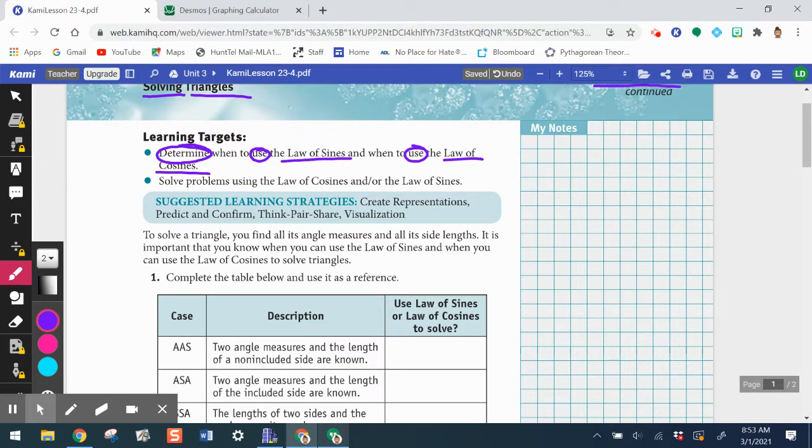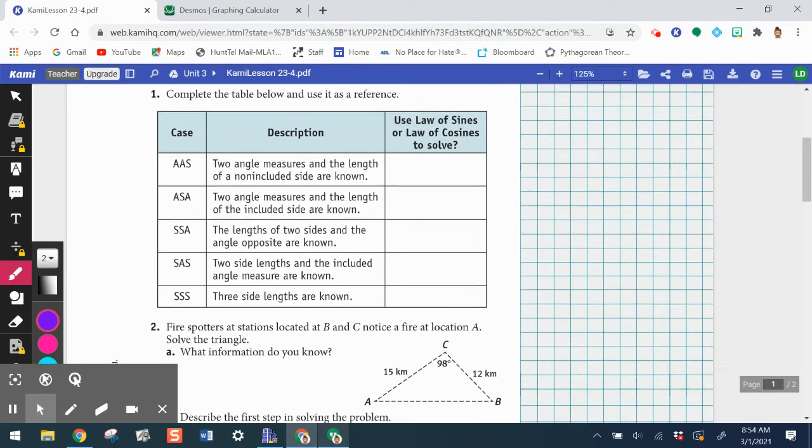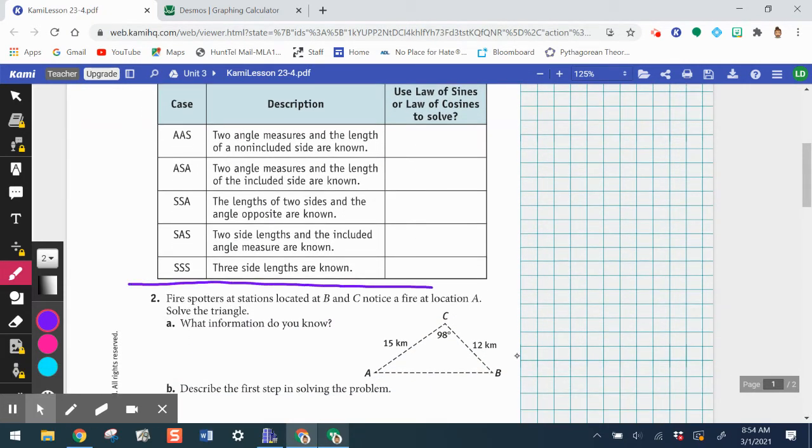And once we figure out the best method or the best route to use either law, we're going to start solving problems using the law of cosines or the law of sines. We can actually use these 2 different laws together, depending on the information that's given. So let's take a look. For starters, we're going to chunk item 1.